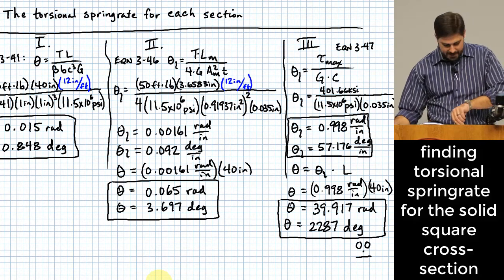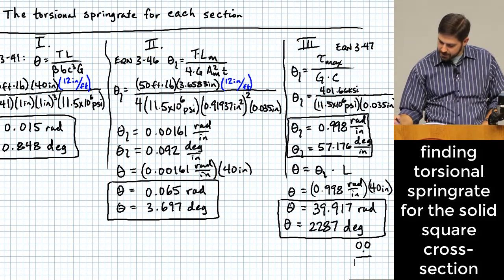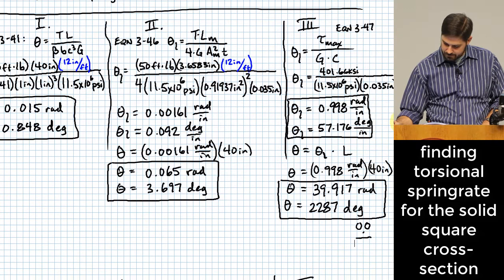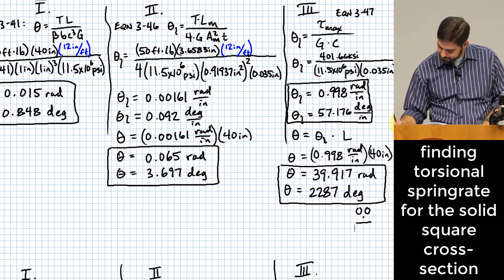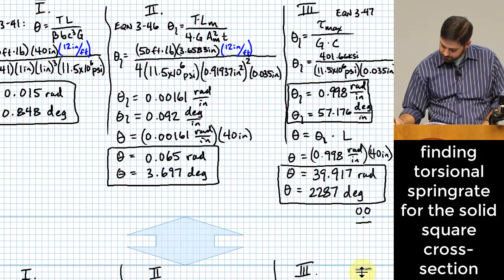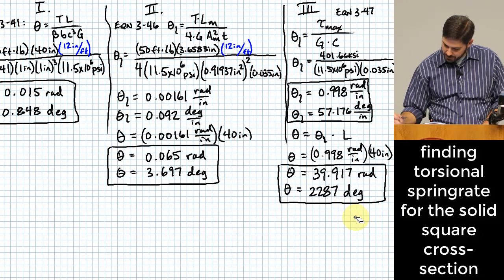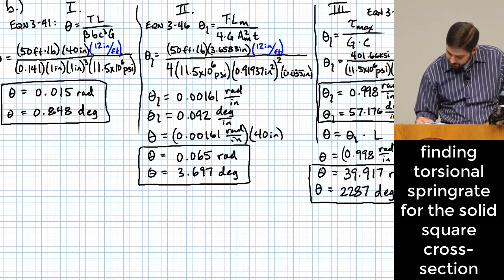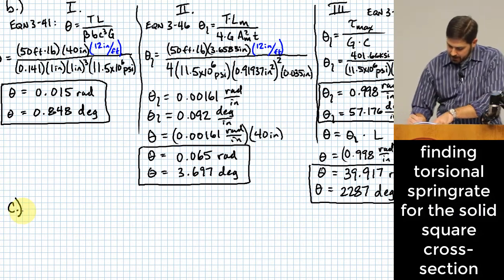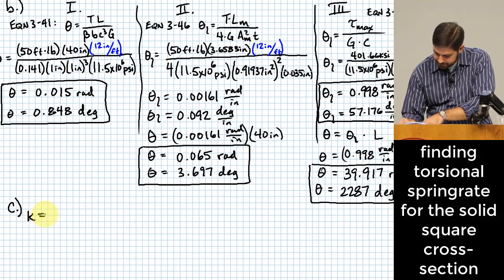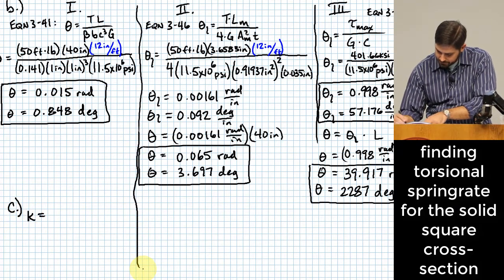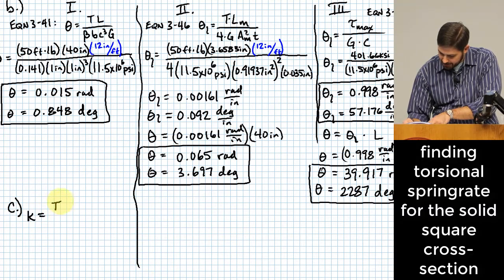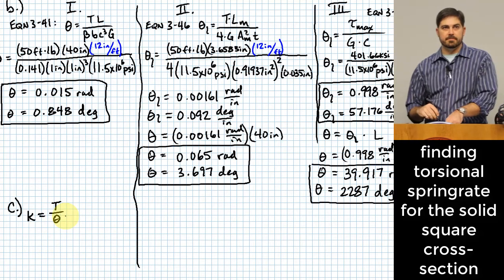All right, we have one last little piece that we need to do. What is it? Tell you what, I'm going to do it right here. Okay, spring rate. So the torsional spring rate, I'll do it right here, K. It is just going to be however much torque you applied over however much it twisted.